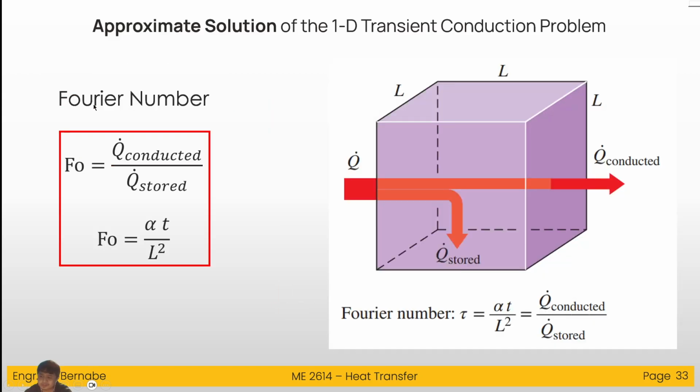And then for the approximate solution, we can also find the Fourier number, which we've not really discussed yet, which is also tau. Also take note that tau is the ratio of the conductive flow over the heat energy stored. Okay, so I think that's it, and thank you guys for listening.